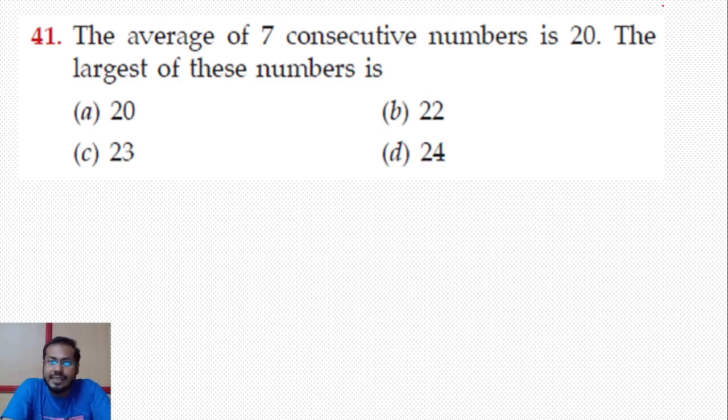The average of 7 consecutive numbers is 20. What is the largest of these numbers? They say 7 consecutive numbers. For only this question I will explain clearly.